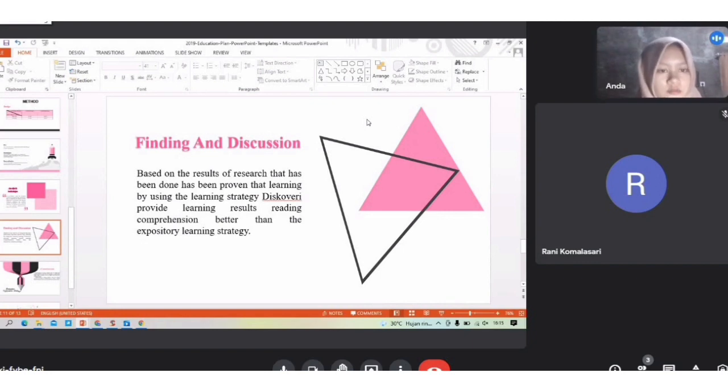Next, I'm going to explain about the findings. Based on the results of research that has been done, it has been proven that learning using the discovery learning strategy provides better reading comprehension results than the expository learning strategy. This is in line with the theory that has been discussed, that in terms of the learning process, the discovery strategy provides an opportunity for students to make the learning process better in terms of cognitive and activities undertaken in the learning process. So it is not surprising that this strategy gives a good impact to students.